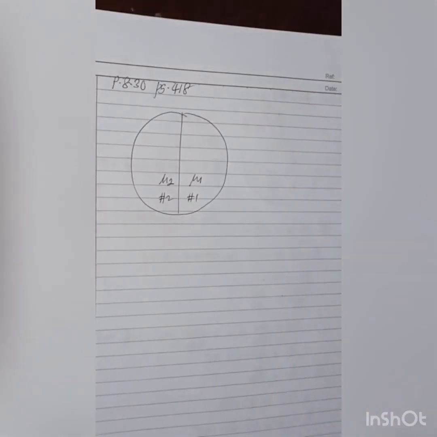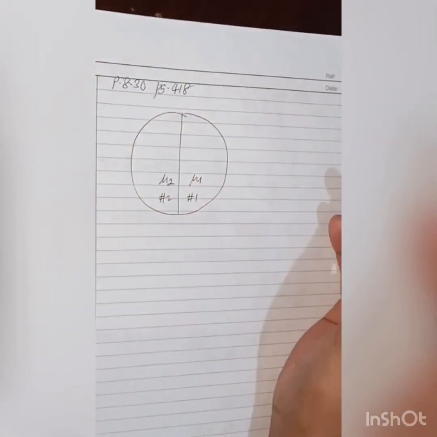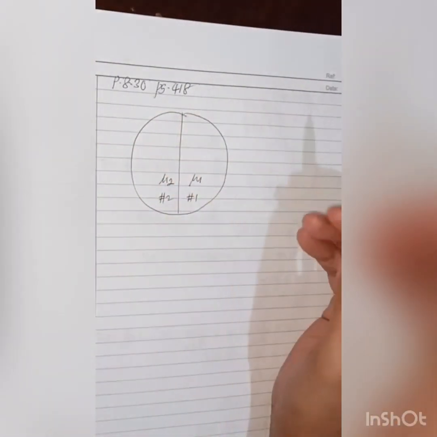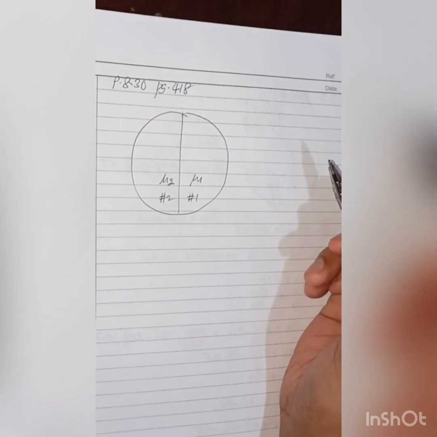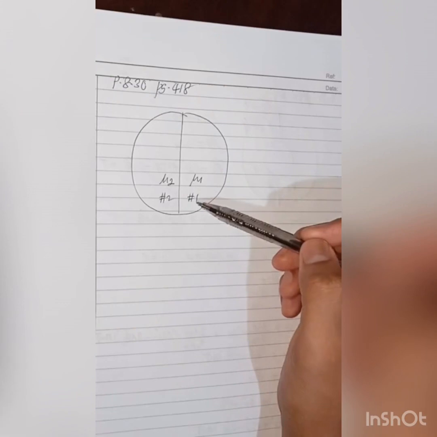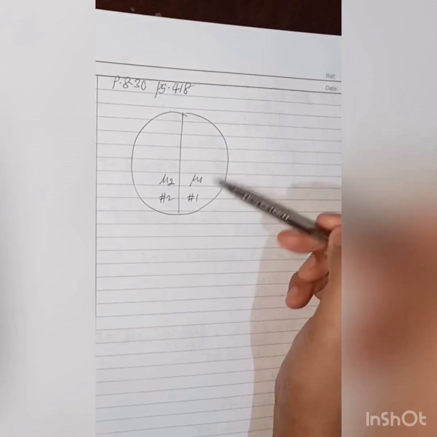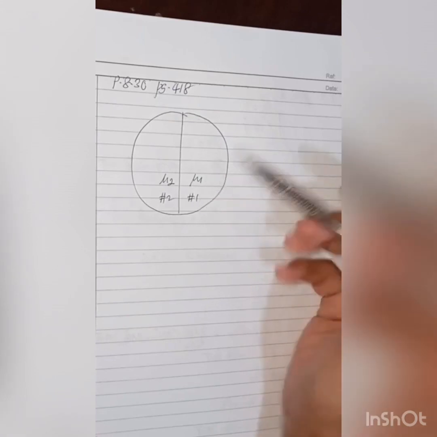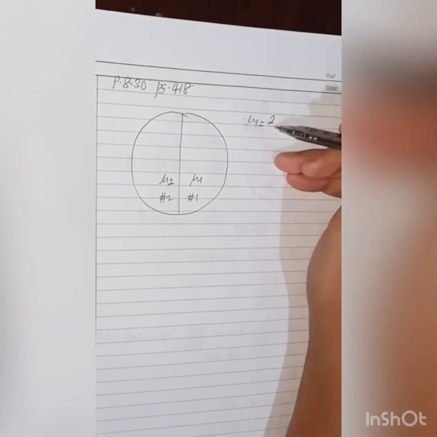Hello everyone, so let's look at problem 8.30 on page 418, and for this question we are given a case of cylindrical coordinates. If you read the question, we have two different regions. The first one is defined for phi from 0 to pi, and it has a value of mu1 given as 2 mu naught.